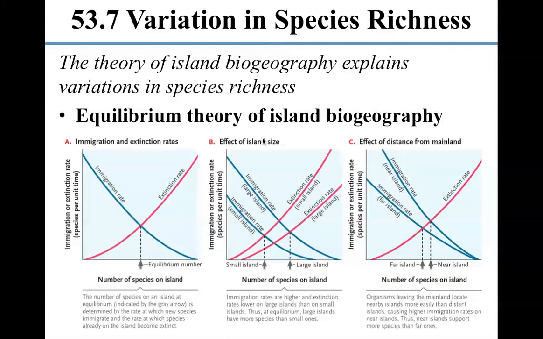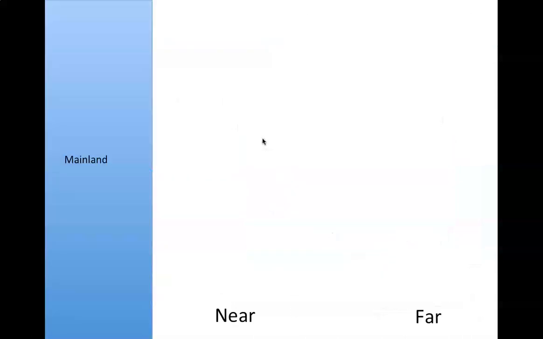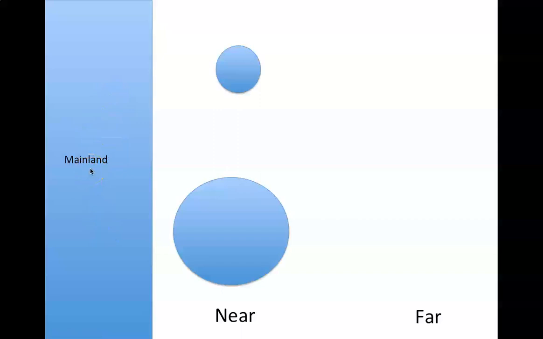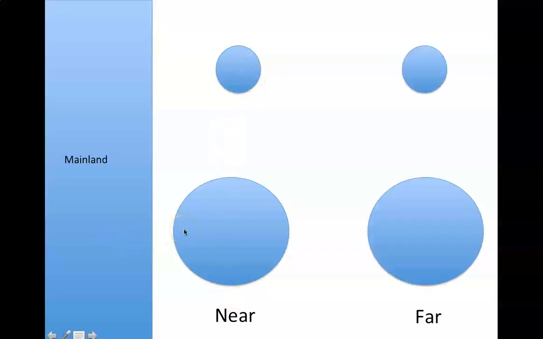This is an attempt to explain variations of species richness on islands of different sizes and different levels of isolation. So this looks really complicated. Let me just go here. Imagine there's a mainland. Let's say this is South America and there's some finches on the mainland. And then let's say we get some islands that pop up just off the coast of the mainland. We get a big island and a small island, and they're both near the mainland. And then we get two islands that are far away. So a big island that's far away and a little island that's far away.